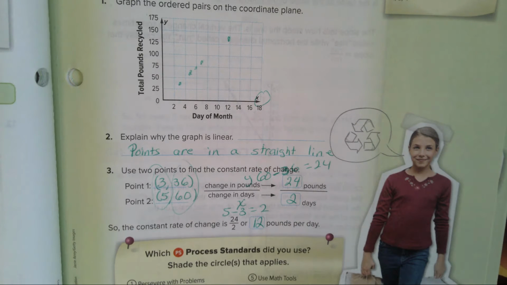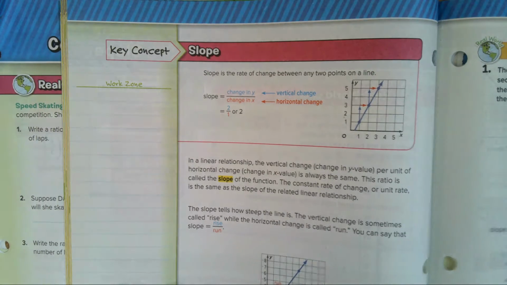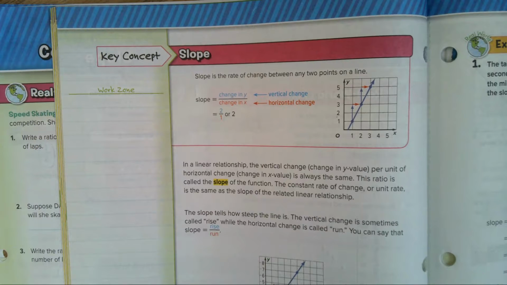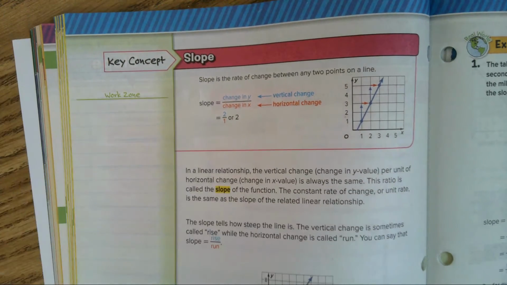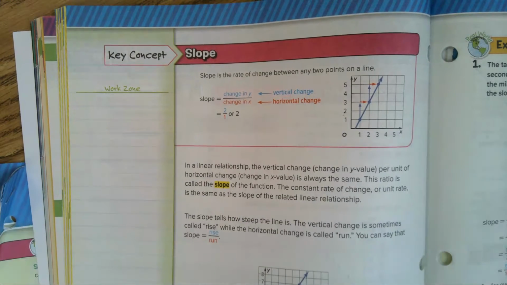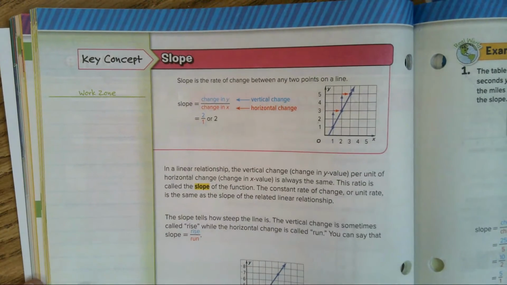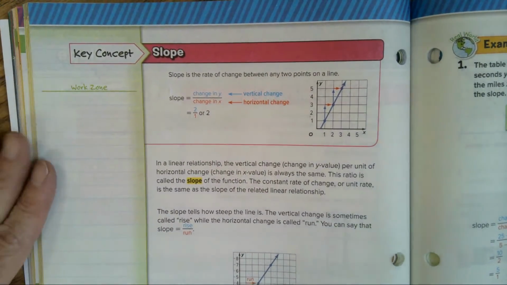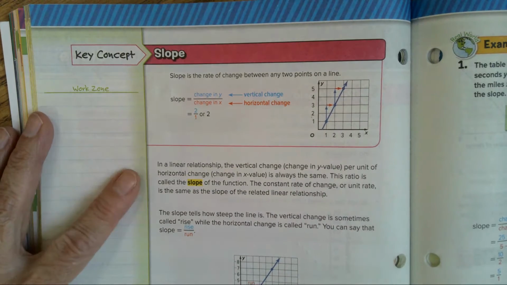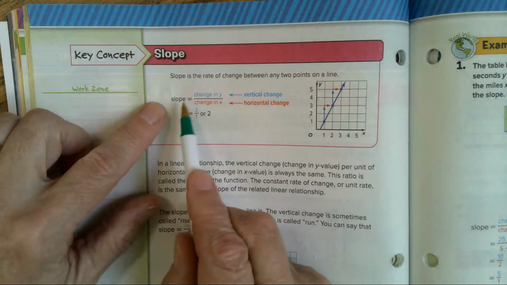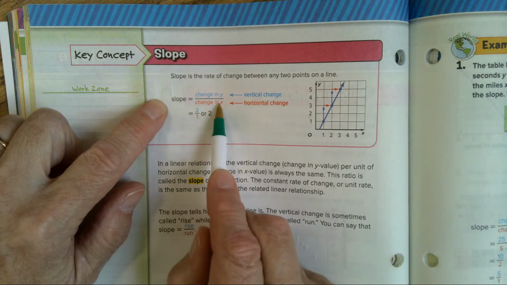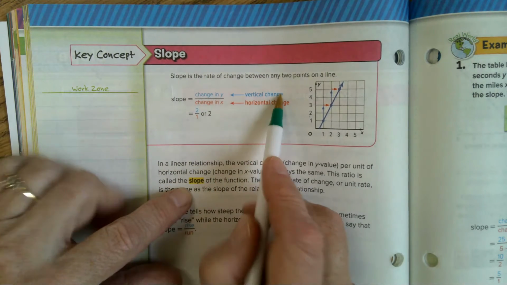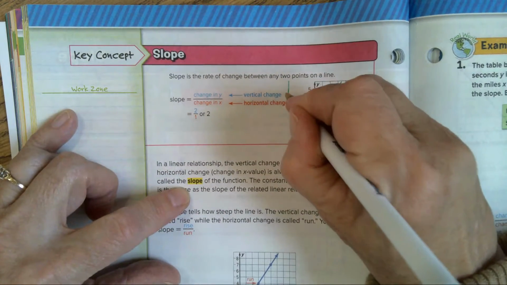Now let's turn to page 74. We are going to talk about slope here, and it says, slope is the rate of change between any 2 points on a line. All right, you choose 2 points. Slope is on top the change in Y over the change in X. Vertical change over horizontal change.